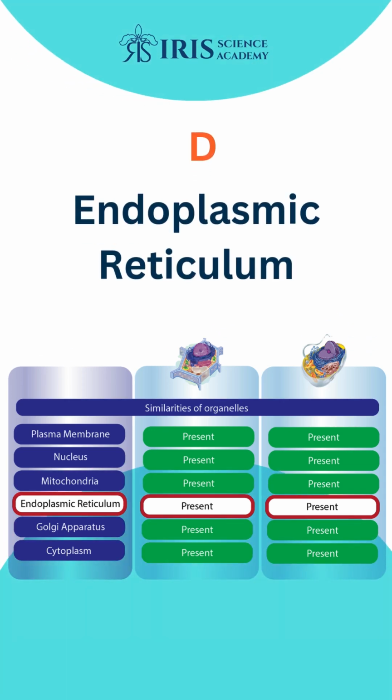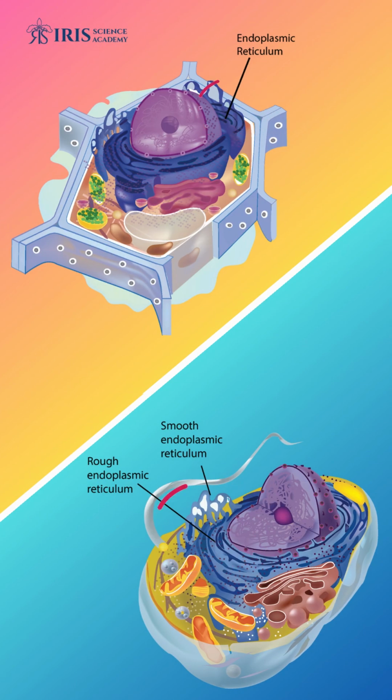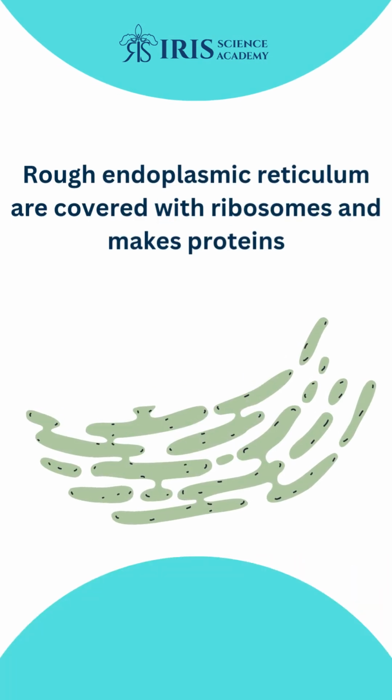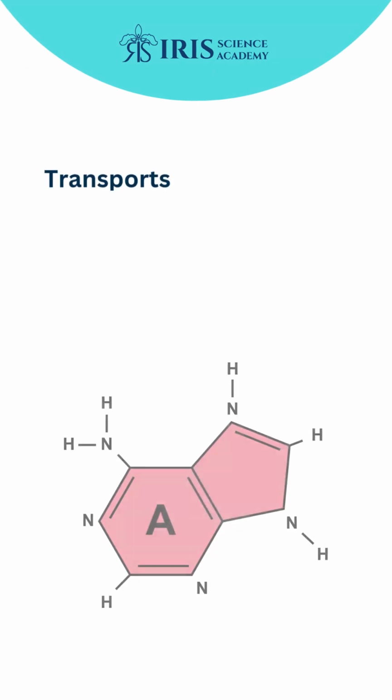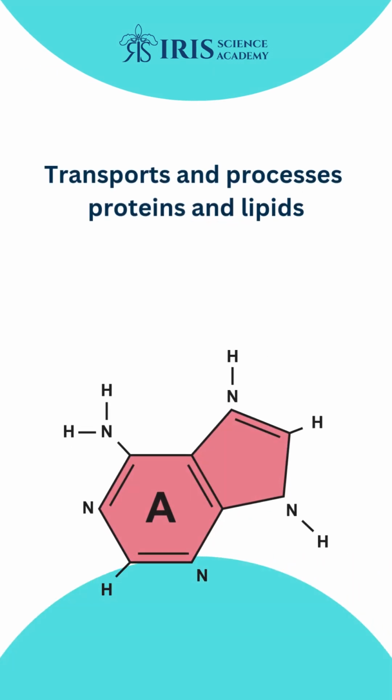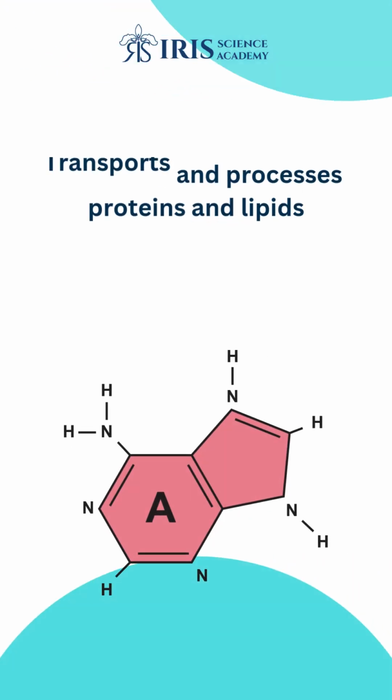D. Endoplasmic reticulum. Structure: a network of membranes. Rough endoplasmic reticulum is covered with ribosomes and makes proteins. Smooth endoplasmic reticulum makes lipids and detoxifies harmful chemicals. Function: transports and processes proteins and lipids.